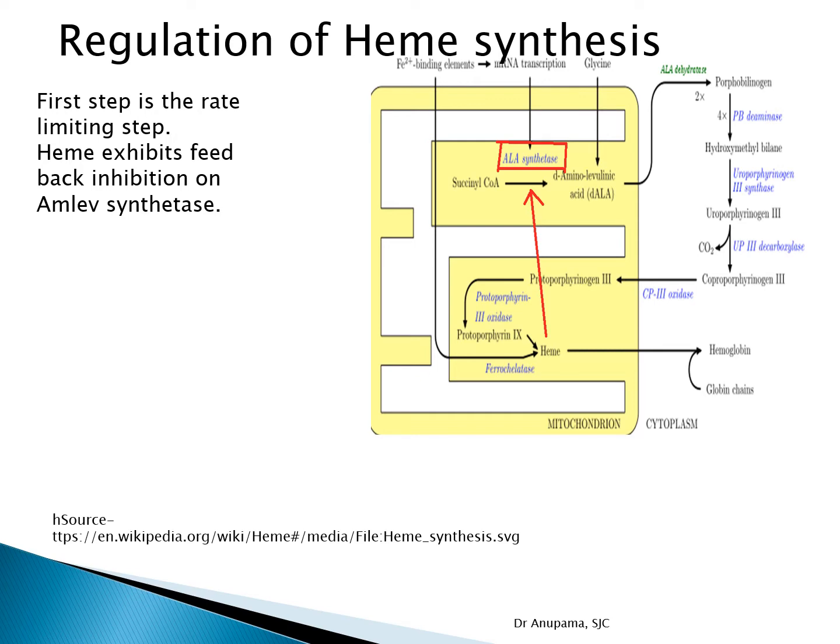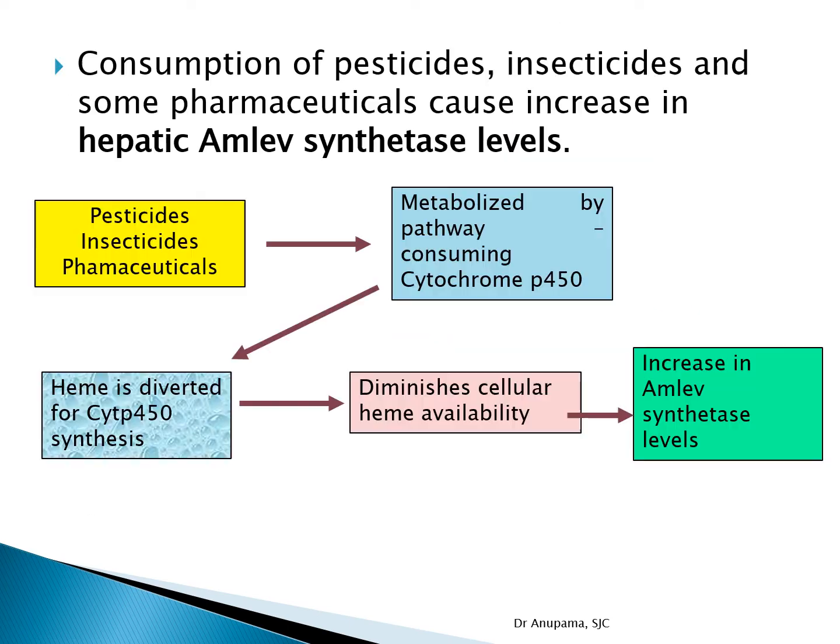Regulation of heme synthesis. The first step is the rate limiting step, which is catalyzed by ALA synthetase, that is delta aminolevulinate synthetase, and this is inhibited by heme. You have feedback inhibition taking place, and if heme is in excess, the first enzyme is inhibited. You have a situation where consumption of pesticides, insecticides or pharmaceuticals can increase the levels of hepatic delta aminolevulinate synthetase.